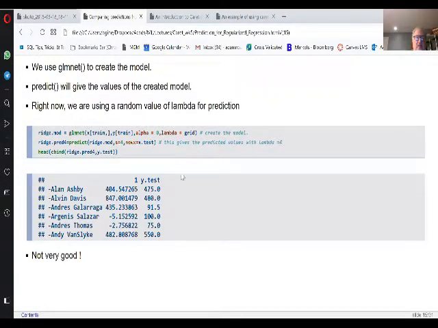What I've done here is put side by side the predicted values and the actual values of the salaries. So we can see Alan Ashby was getting 475. We predicted 404, which isn't so bad. Alan Davis we were way off the mark, almost double. And these guys we were predicting negative salaries, and nobody plays for negative, so it's not particularly good. But this is the syntax.